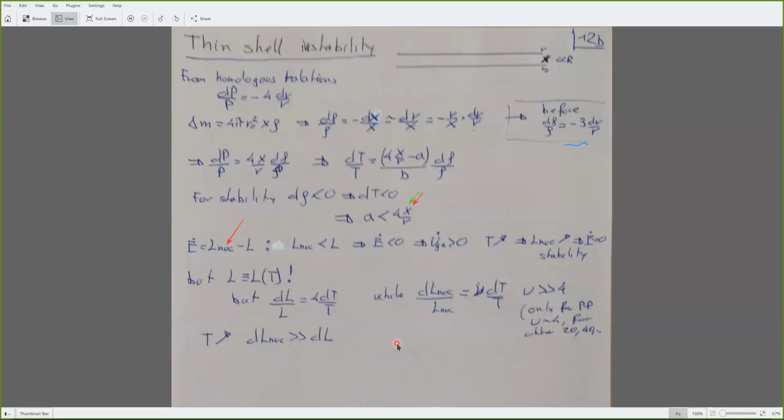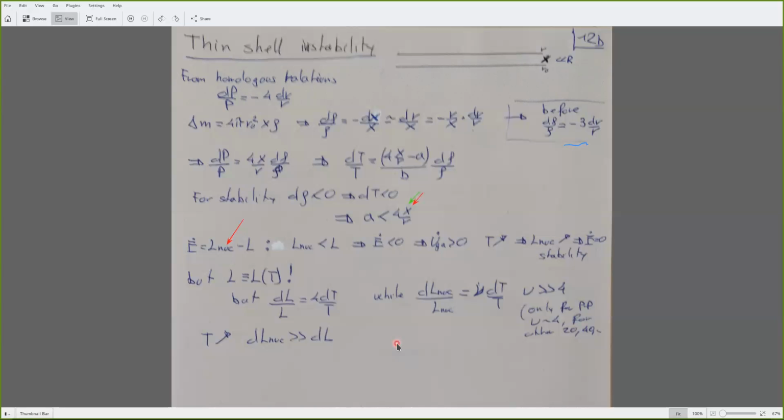It would be of help if we could see to which case this criterion applies, I mean, to what kind of star or what phase of the evolution of stars. As I say, this thin shell instability is observed in the asymptotic giant branch.